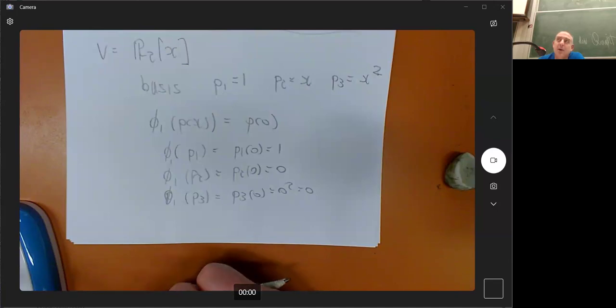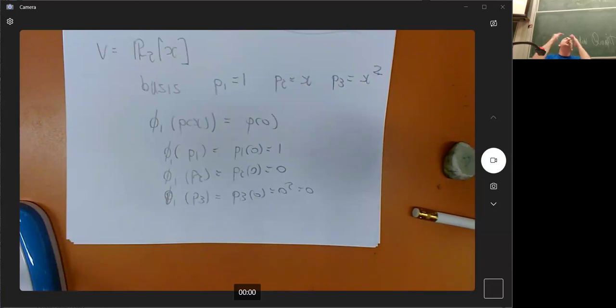Integrals aren't going to work either. The integral of 1 from anywhere to anywhere else is never 0. Curses. Oh, so cool.